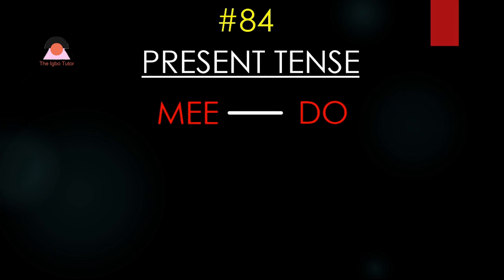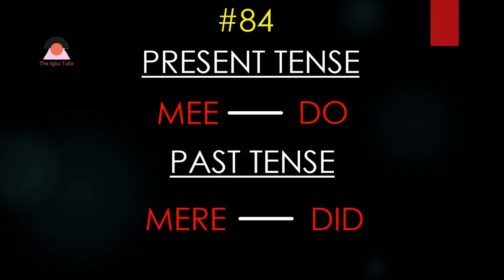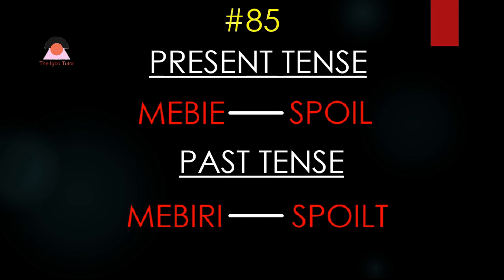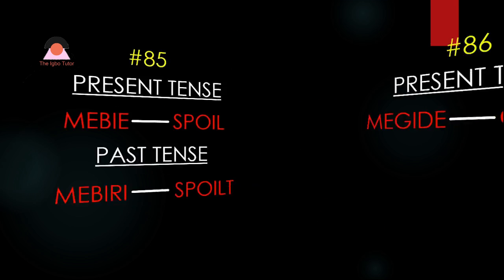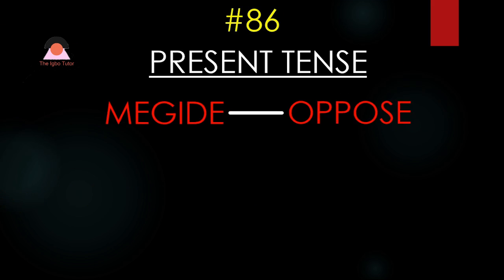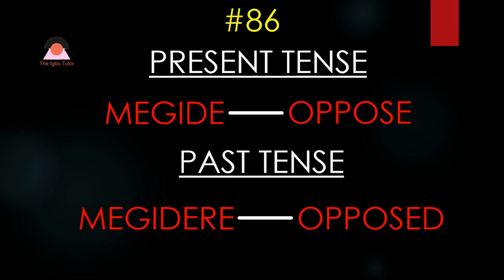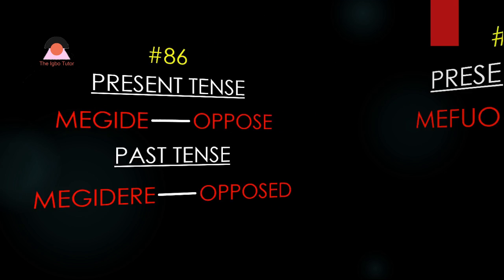Let's go on to 84. The word is may, which means do. The past tense of may is mere, deed. Let's go to 85. The word is maybe, meaning spoil or damage. What is the past tense of this? It is maybe, spoiled. Let's go to 86. The word is megide, oppose or withstand, go against. What is the past tense of megide? It is megidere, opposed.